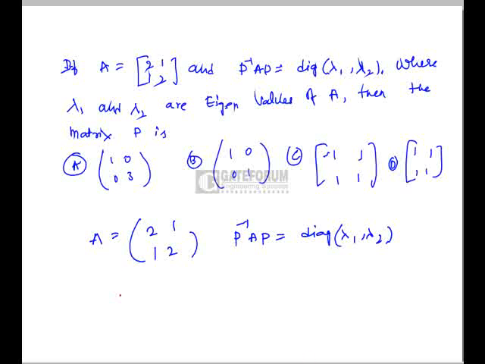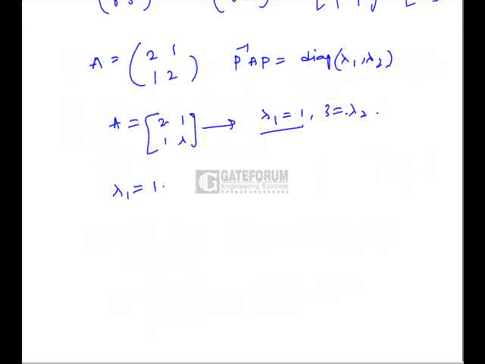If I find the eigenvalues of A, then the eigenvalues will be nothing but 1 and 3. And you know the method: find the characteristic equation and find the roots, by which you can get the eigenvalues. Now, eigenvalues are nothing but 1 and 3. Let 3 be the second eigenvalue. Now, when I take the eigenvalue as 1, we'll have the matrix as [1, 1; 1, 1].